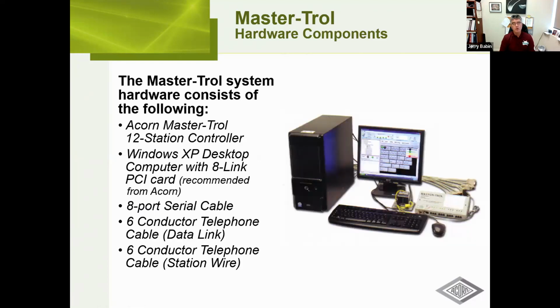So a Master-Trol system consists of the following hardware. You have a 12-station controller, which is the gray box that you see here. A Windows XP desktop computer with an 8-link PCI card. We recommend that Acorn supply all this, so it's already preloaded, ready to go. An 8-port serial cable, a 6-conductor telephone cable for the data link, and also a 6-conductor telephone cable, which is your station wires.